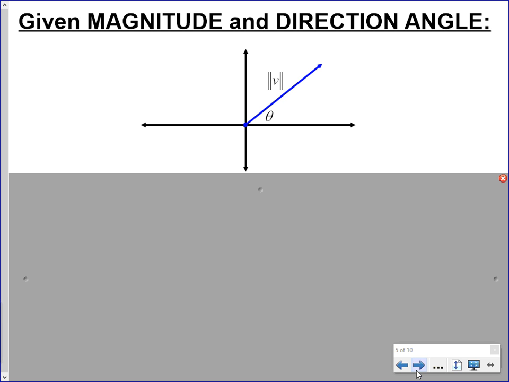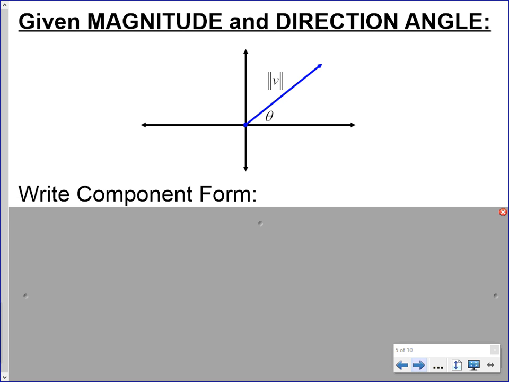My question is, given those two bits of information, can you write any vector in component form? So remember, component form is like v sub 1, v sub 2, where our initial point is at 0, 0, the origin. Yes. What are you going to use, Mason?